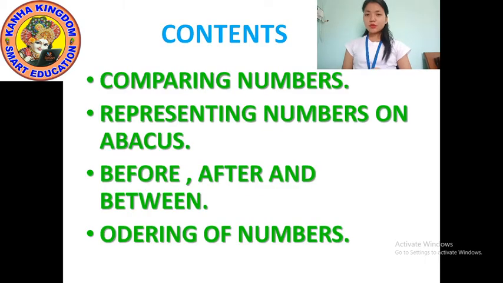In this chapter, we are going to learn about comparing numbers, representing numbers on an abacus, before, after, and between. And the last one is ordering of numbers.